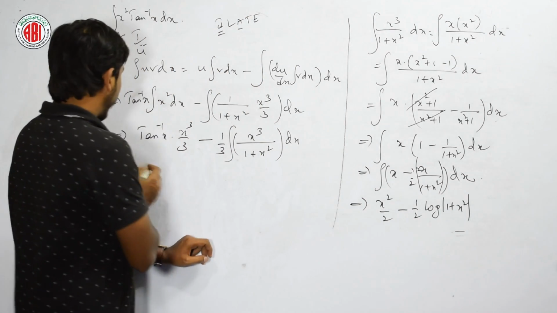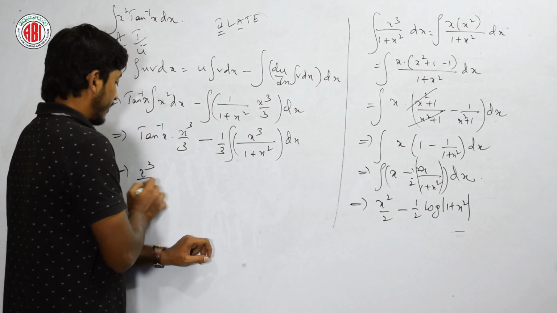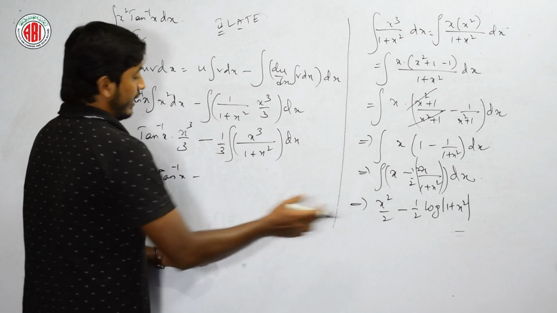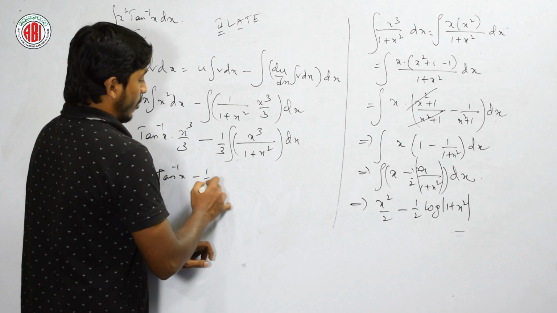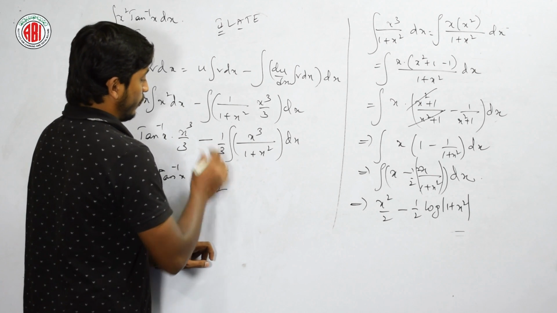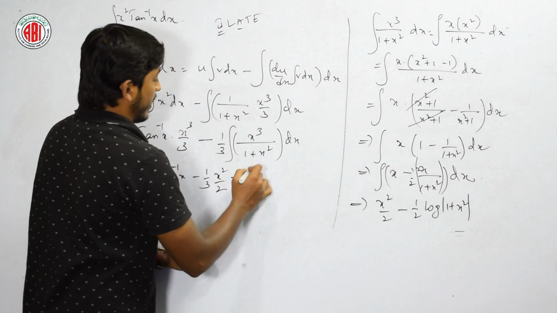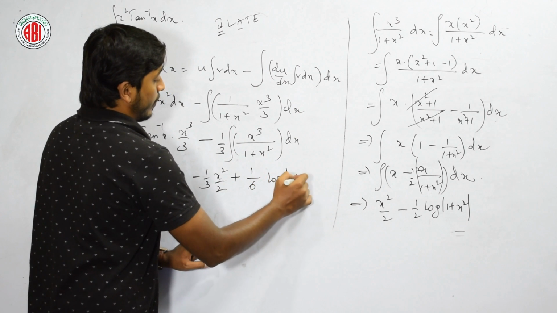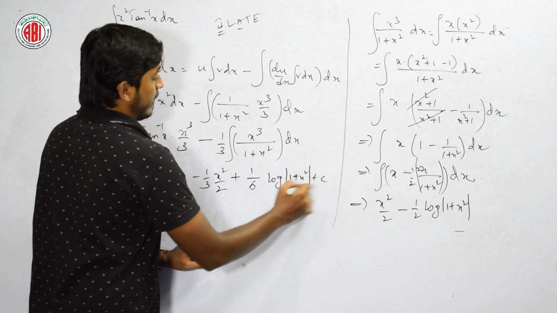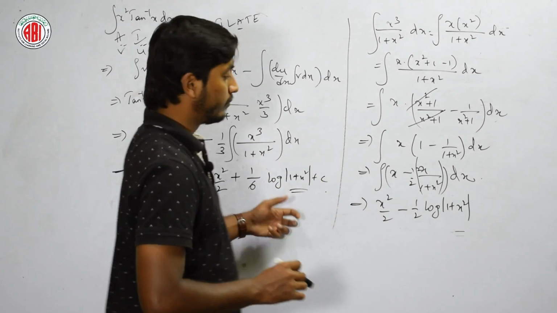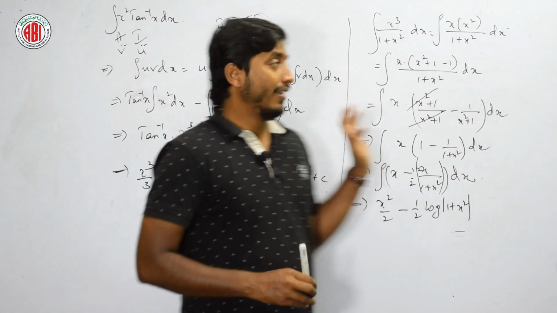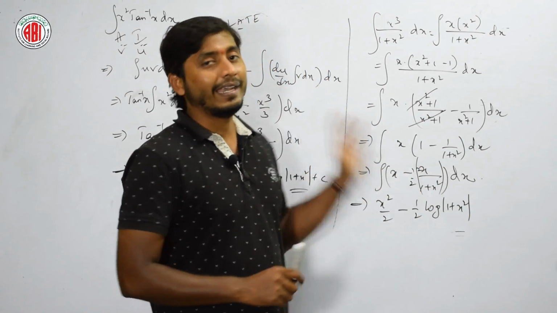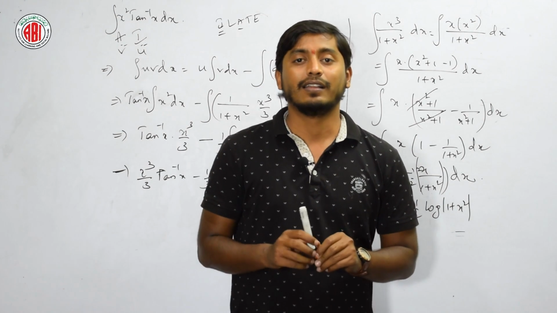So I can write the answer as x cube by 3 tan inverse x minus 1 by 3 times [x square by 2 minus half log (1 plus x square)], which is minus x square by 6 plus 1 by 6 log (1 plus x square) plus c. Clear? Is it okay? This is how I will solve all the problems of integration by parts. Clear? Is this okay?